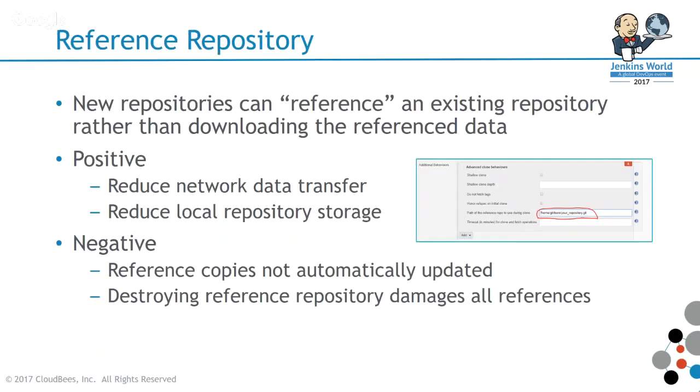So a reference repository is a local copy of the remote repository, and Git can reference that existing repository rather than downloading the reference data. So imagine, if you will, a spot on your file system where you put a copy of your repository and everybody else on that computer points to it instead of downloading it again for themselves. Big benefit, it reduces network data transfer. Another benefit, it can reduce how much local storage you need on that machine that's using it.